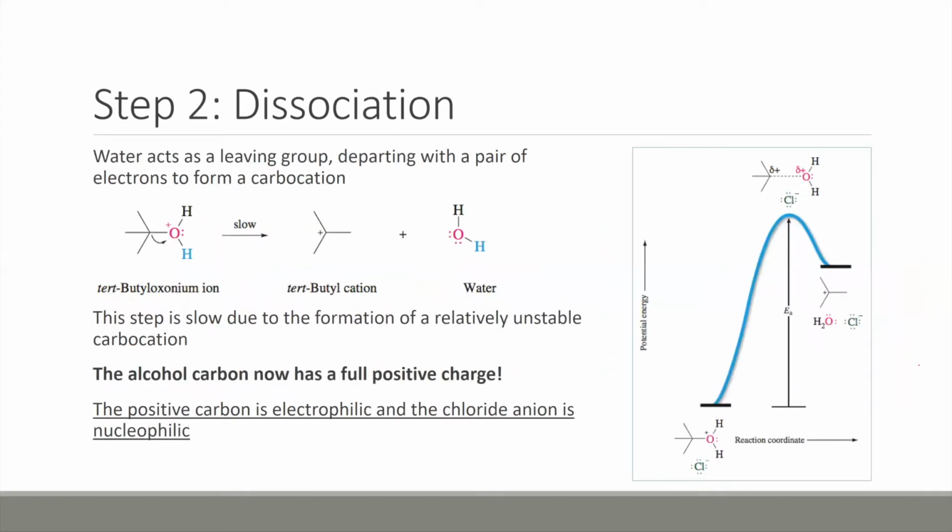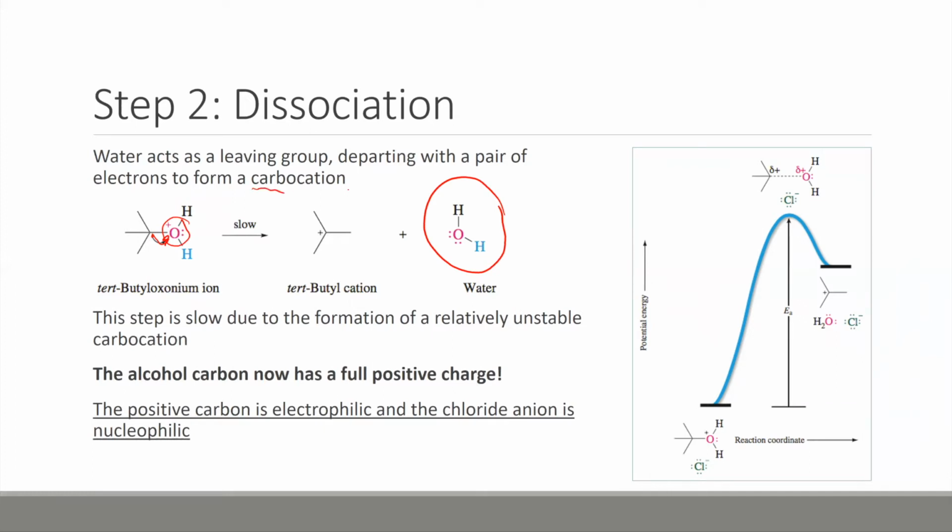Step 2 in this substitution reaction is called the dissociation step. So now that we have formed that ion, water is going to act as a leaving group and it's going to depart with a pair of electrons. See, again, our movement of electrons shows that this bond is going to break. It's going to give electrons to our positive oxygen and make water. It's also going to make a carbocation.